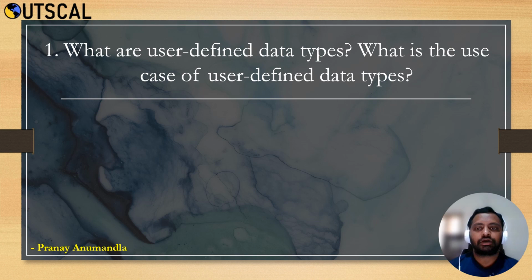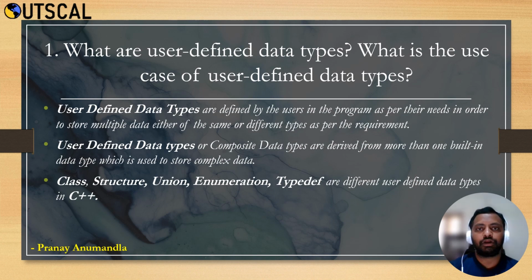What are user-defined data types? What is the use case of user-defined data types? User-defined data types are defined by the user or programmer to store multiple values or multiple data of the same type or different types. The user-defined data types are derived from one or more inbuilt data types. Some of the user-defined data types are classes, struct, union, enumeration, nothing but enum, and typedef.